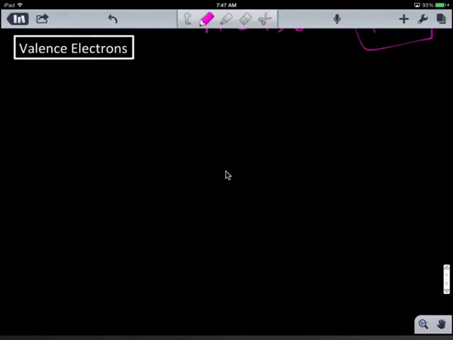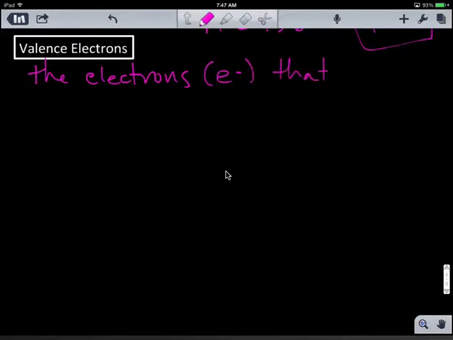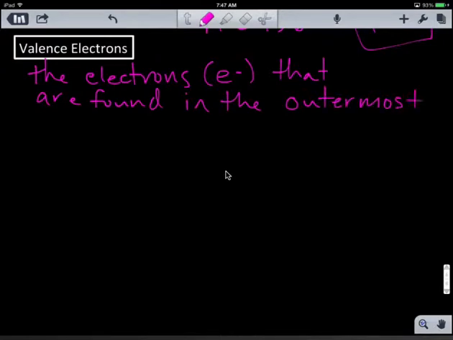Alright, so this is where we get really into the nuts and bolts of this class when we're talking about chemistry. They're the valence electrons. And these are the electrons, remember, they're negatively charged, that are found in the outermost energy level. And I think in the video we watched they called them shells, if I'm not mistaken.